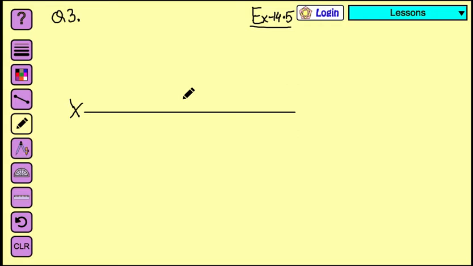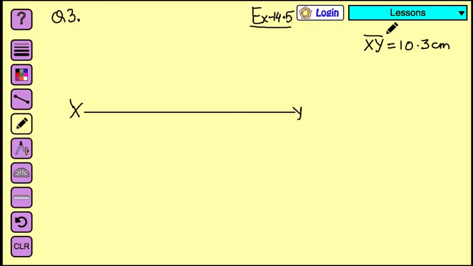X and Y. On the side you can even write it down, mention it, that XY is a line segment. Its measurement is 10.3 centimeter. Don't forget to place this line which shows it's a line segment.